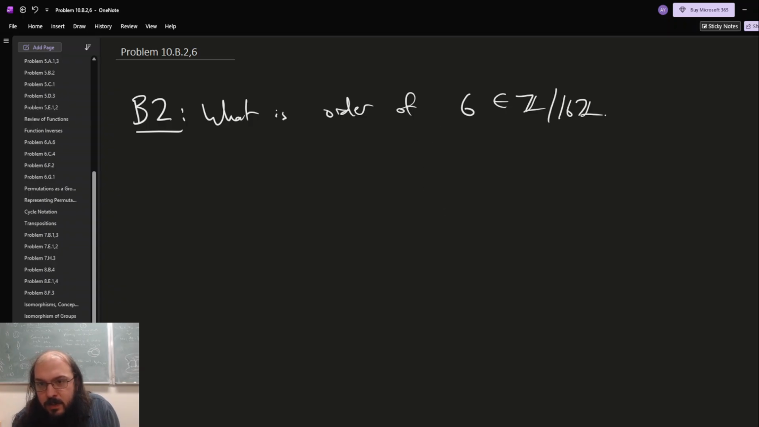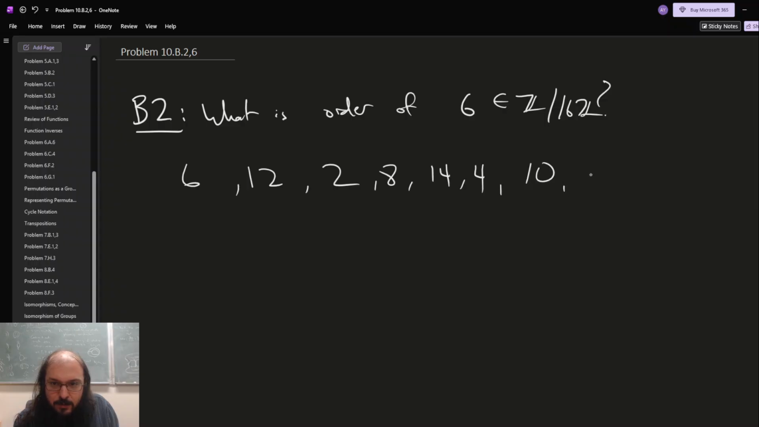And in essence, that's asking us, how many multiples of 6 do I need before I get to 16? So let's just write them down. 6, 12, and the next would be 18. 18 is 2 in Z mod 16. And so now we're going to go around again, but everything is increased by 2. So we have 8 and 14. And now I add 6. I get to 20, which is 4. And now everything is the same as here, but increased by 4. So we have 10. And then lastly is 16, which is 0. So how many elements do we need? 1, 2, 3, 4, 5, 6, 7, 8.